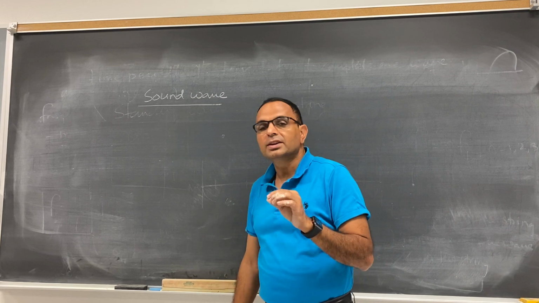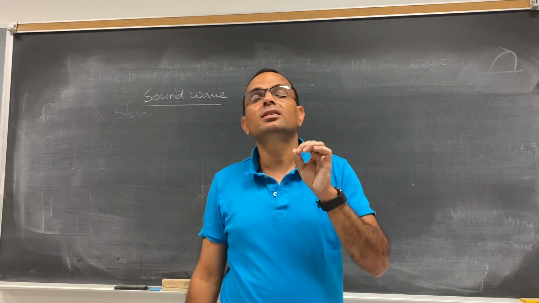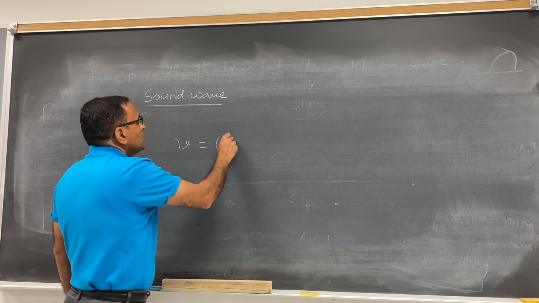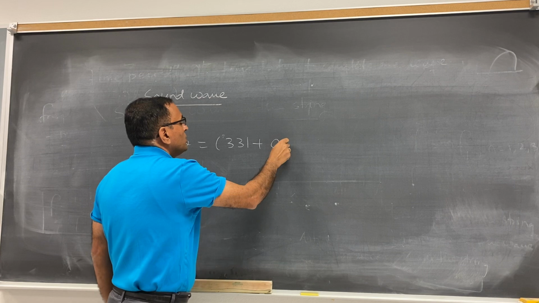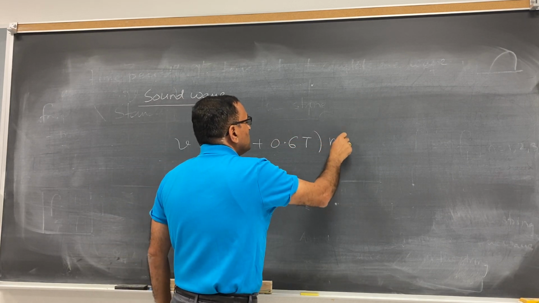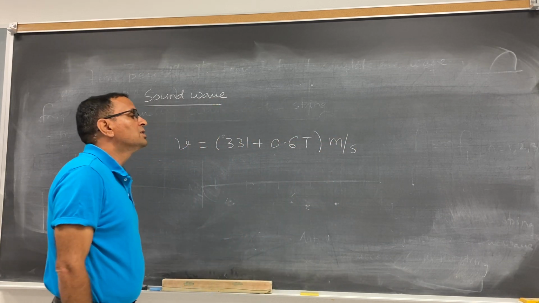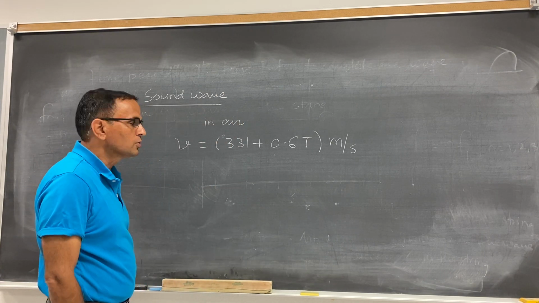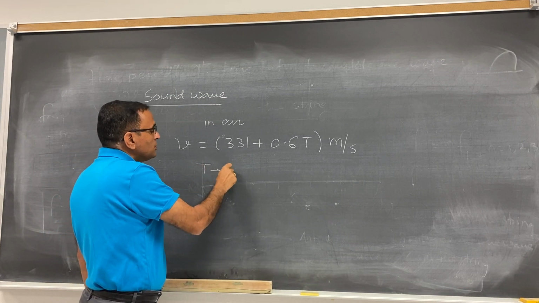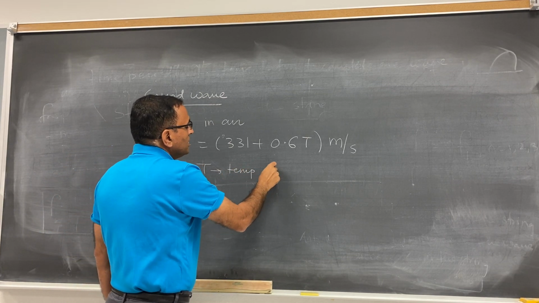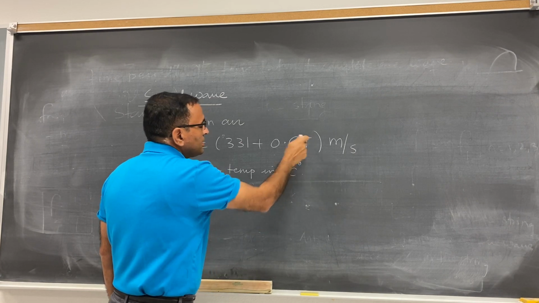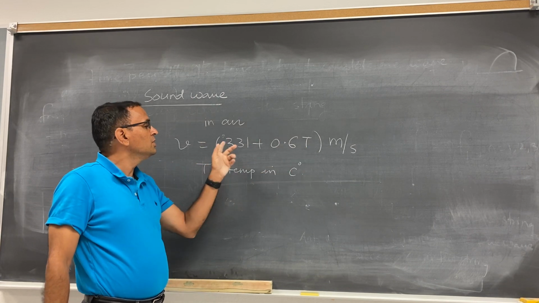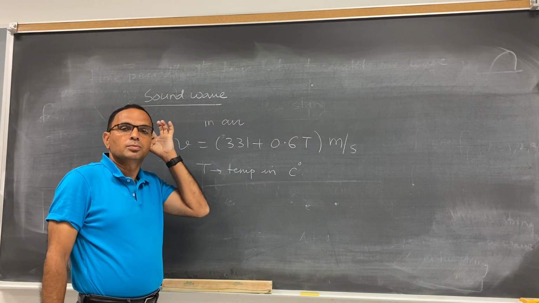If you want to measure the speed of the sound wave in the air atmosphere, you can use this formula: V equal to 331 plus 0.6T meters per second. This is the formula to calculate the speed of the sound wave in the air, which is kind of important also. T here is the temperature in Celsius degrees. So if the temperature is 0 degrees Celsius, the speed of the sound wave is simply 331 meters per second.